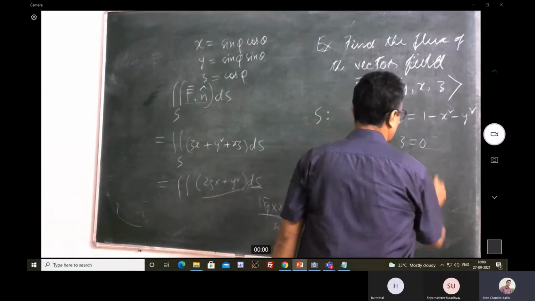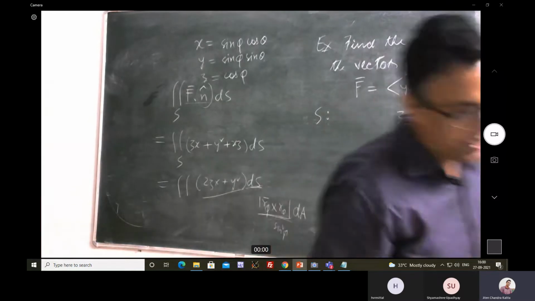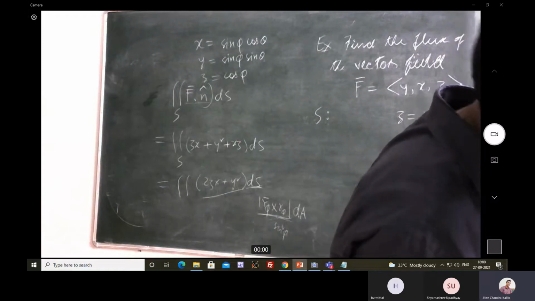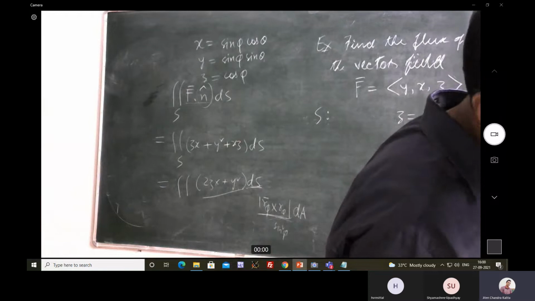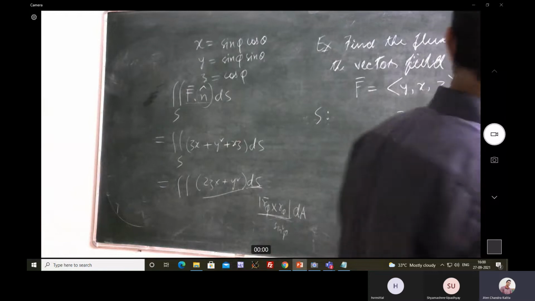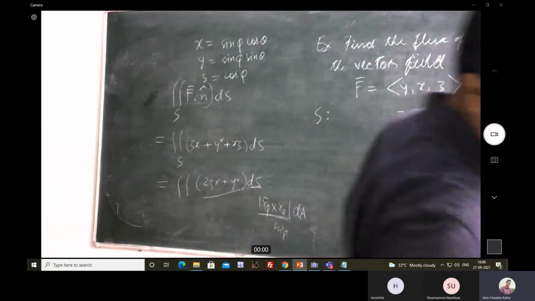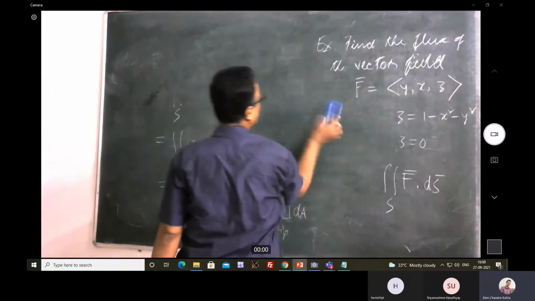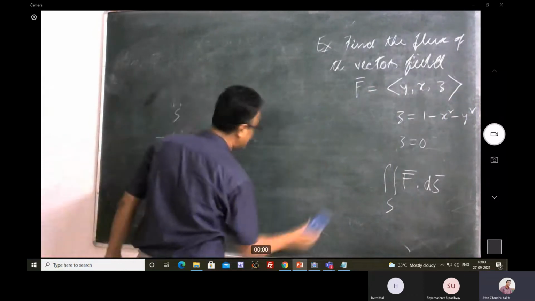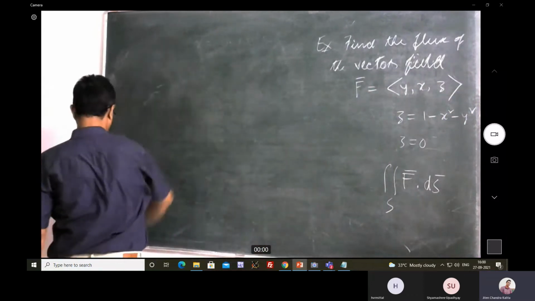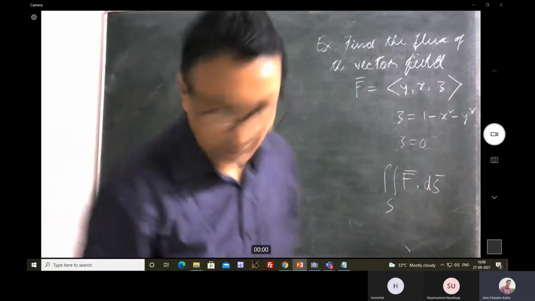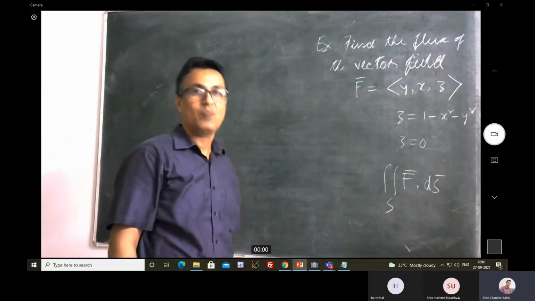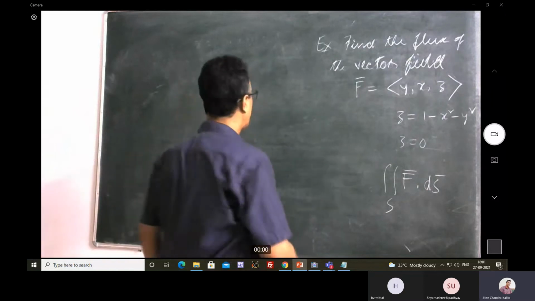So basically, you have to find out this, where F is given by whatever I have written on the blackboard, and S is the boundary of the solid region E enclosed by the paraboloid z equal to 1 minus x square minus y square, and the plane z equal to 0. So if we have an idea of the surface that encloses that region E, our job is done. Now again, remember, you need to visualize the surface well. Only then will you be able to perform the integration.